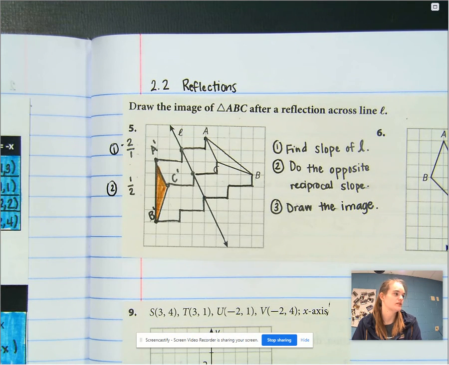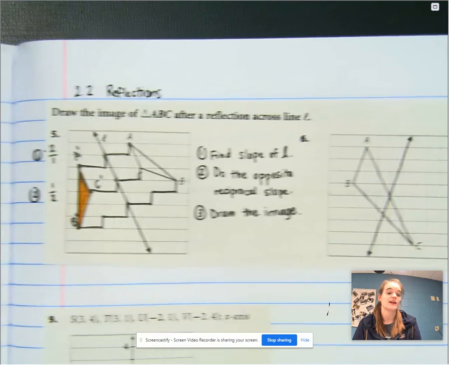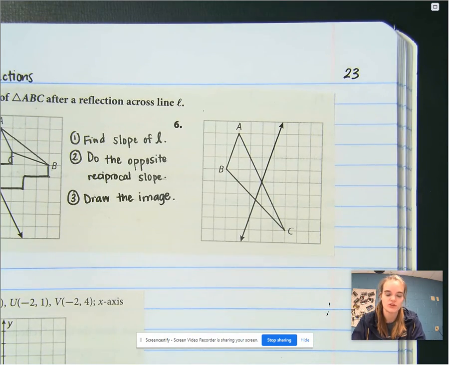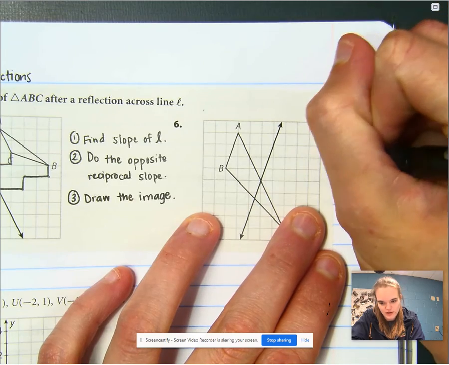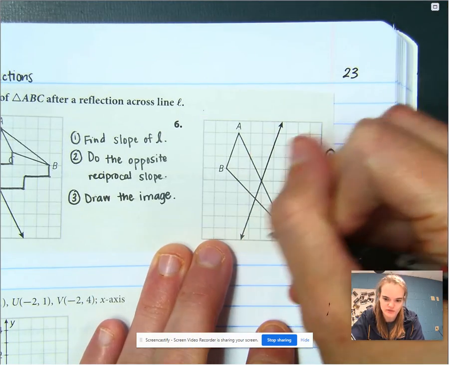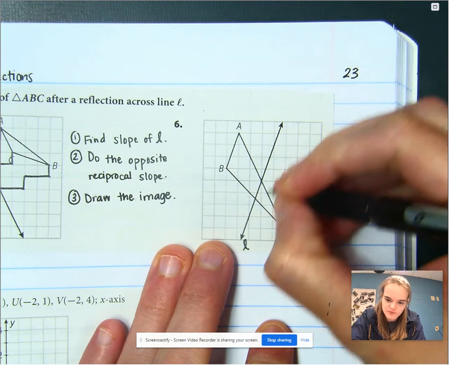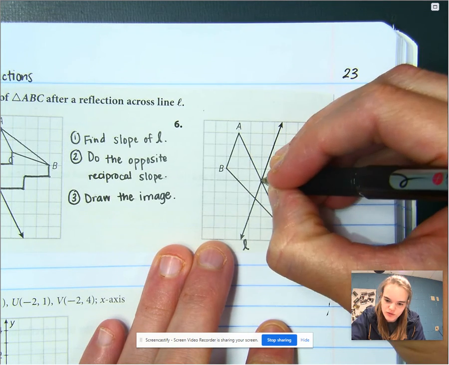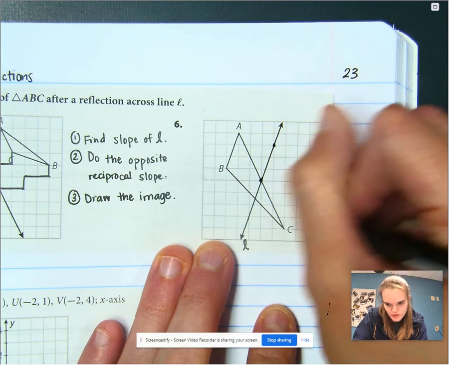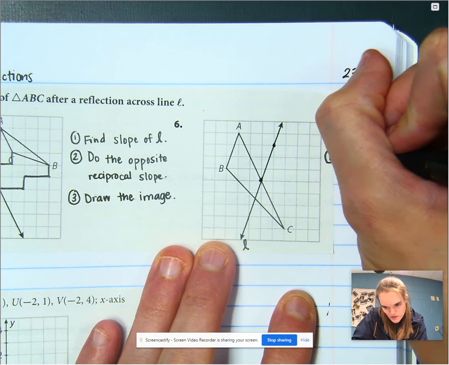Let's do number 6. If you understand, pause the video and try it on your own. If you're still a little fuzzy, then watch us do it together. Okay? First, find the slope of L. This is L, not that it labeled it. Let's count here to here. Went up 3, right 1. So the slope is 3 over 1.